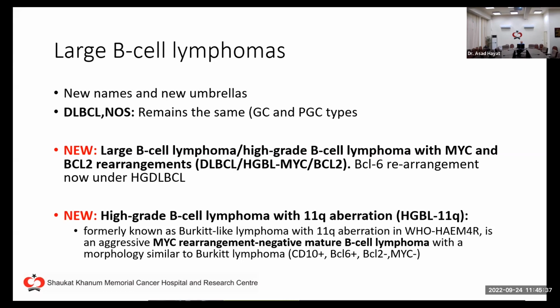The other new entity is high-grade B-cell lymphoma with 11q aberration. This morphologically looks like Burkitt lymphoma, but it's negative for MYC. On immunophenotype, it's CD10, BCL6 positive in addition to CD20. It's negative for BCL2, and on immunostain, MYC is negative. Again, MYC immunostain in most cases does not imply that there is a genetic mutation. MYC immunostain is quite commonly positive. The actual cases with a mutation in the MYC gene are quite uncommon.